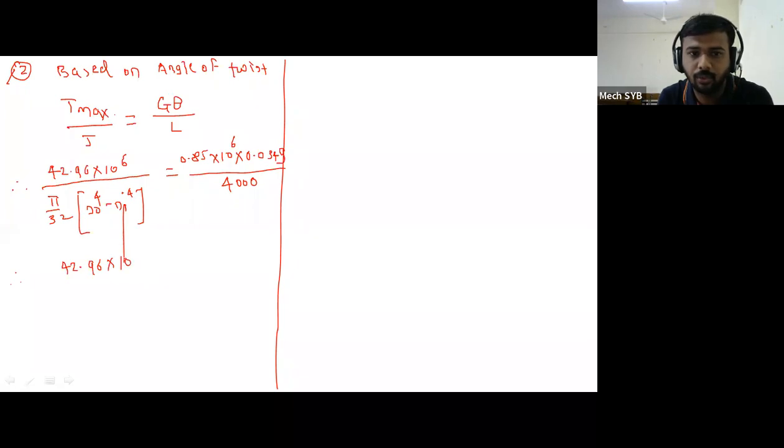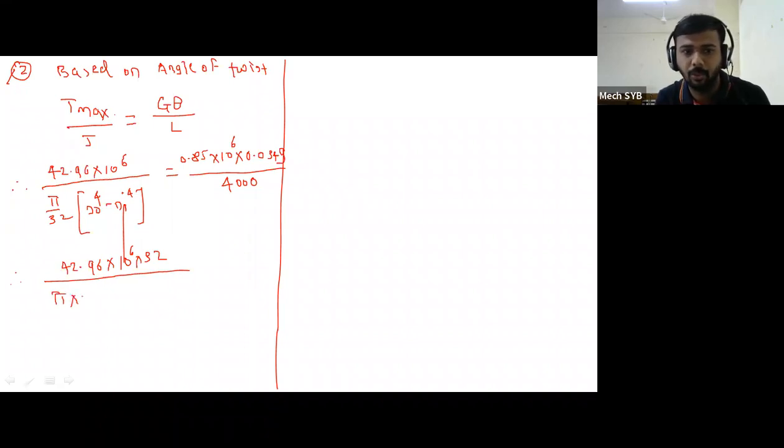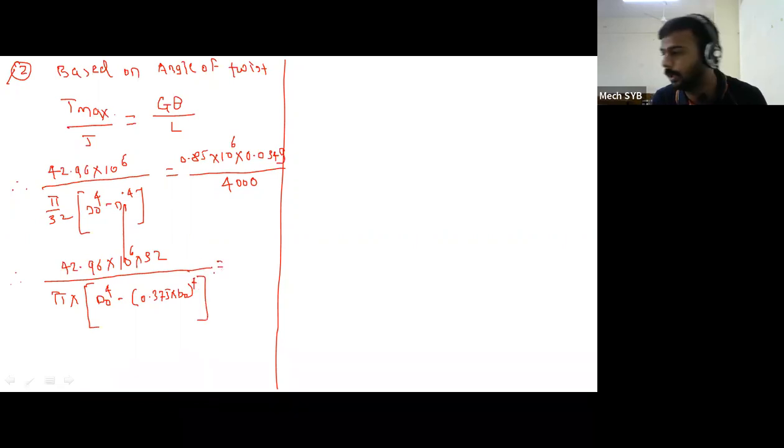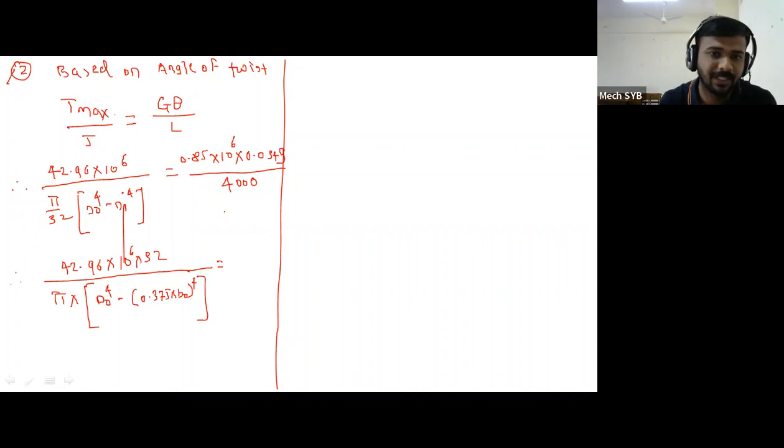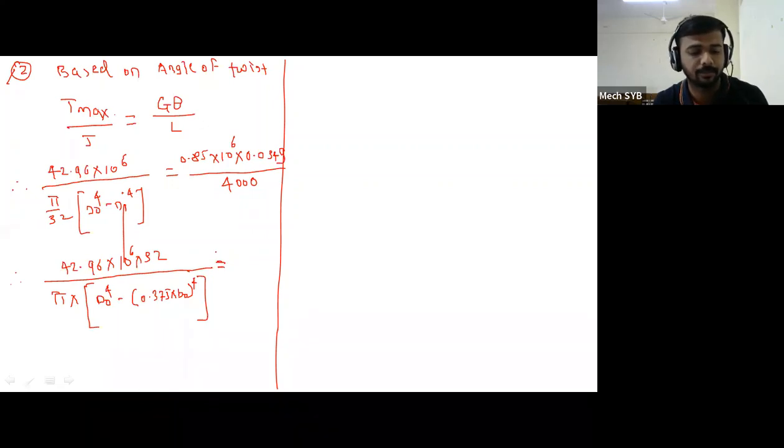Then next, 42.96 into 10 raised to 6 into 32, divided by pi into again the same process we have to put, that is D raised to 4 minus 0.375 into D in small bracket complete raised to 4 is equal to. Now tell me this answer which is present at the right side. G theta by L, what is the total value? Because on this side there is no unknown parameter anywhere. What is this total answer? G theta by L.